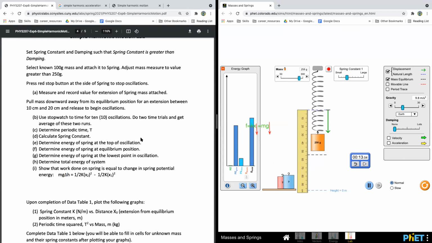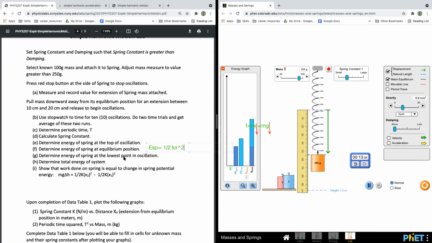Determine the energy of the spring at the top of the oscillation. When the spring is at the very top, there is no stretching, so the energy of the spring is 0, right? When it's in equilibrium, you can measure this. This is 54 centimeters. Which equation do we use? I'll write it down so you don't get confused. The energy of the spring equals 1/2 kx squared. So this is the equation you use to calculate the energy.